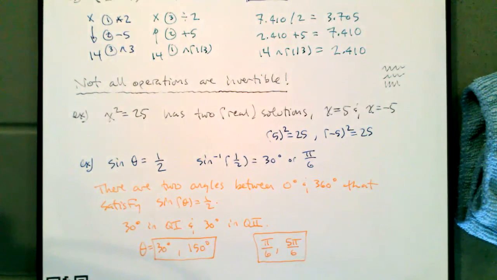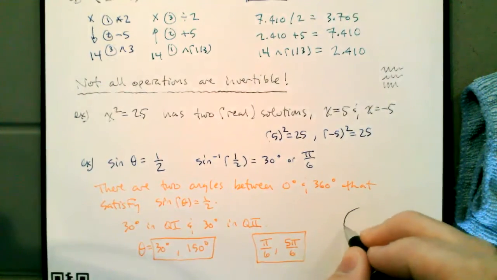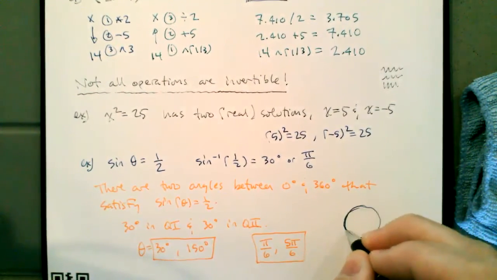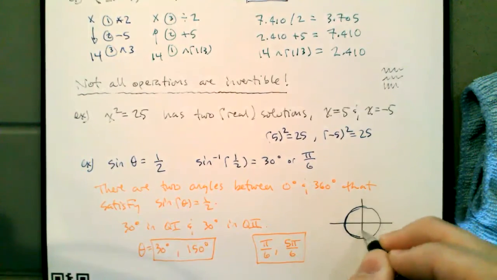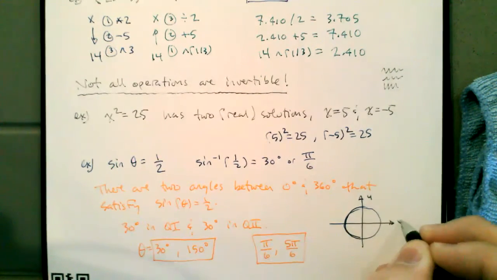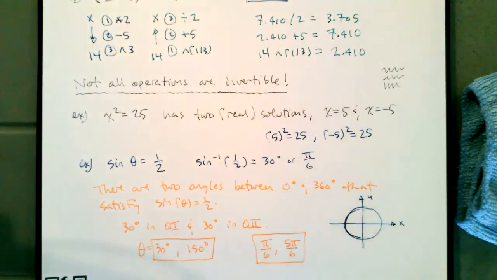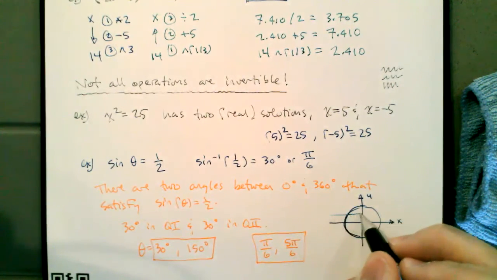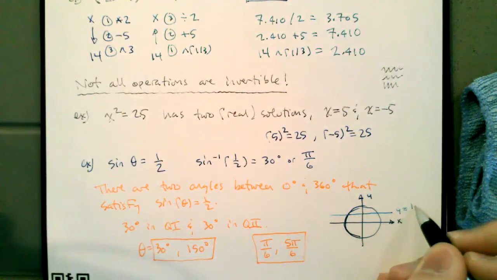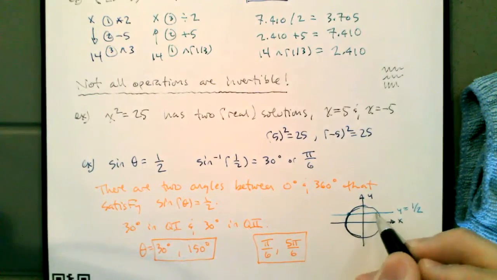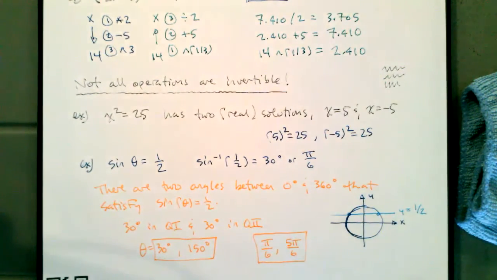But wait, there's more. This is where we left off yesterday. There's more than this. If we think this is just looking at the unit circle, and we're just looking at where sine of theta is 1/2, sine of theta is the y coordinate. So we can see here are the two angles. Here's the 30-degree angle and the 150-degree angle, or the pi over 6 and the 5 pi over 6.